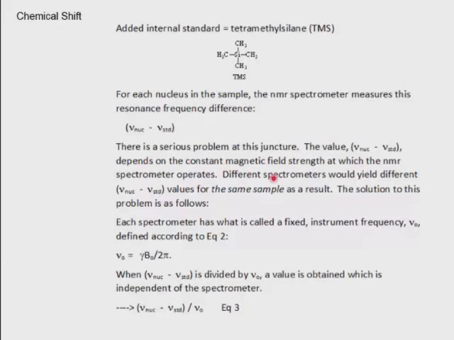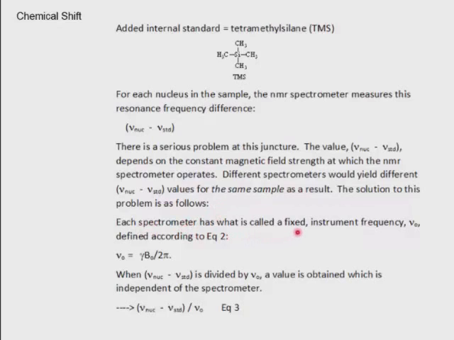Consequently, different spectrometers would yield different values of this frequency difference for the same sample. That could create significant disorder when one is trying to communicate the results of an NMR for, say, your instrument versus somebody else's instrument. Well, the solution to the problem is as follows.